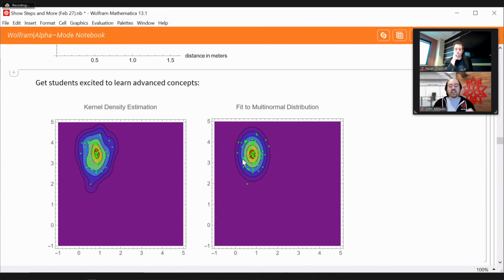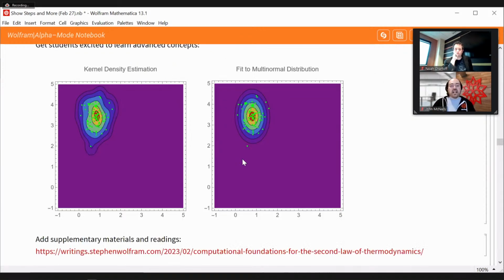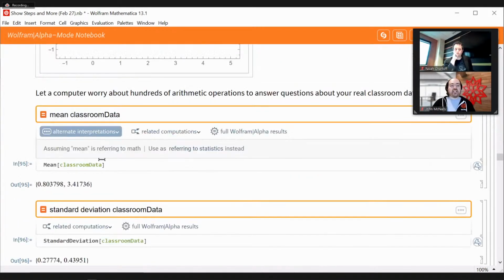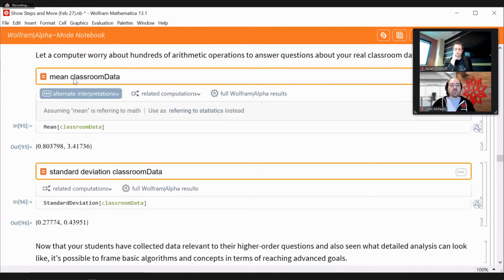So by getting students excited about the things they're building toward, that motivates the examples where, after we've seen some of these things, I want to know the mean and the standard deviation. I wouldn't want to calculate this by hand. I wouldn't want to take 100 sets of XY coordinates and figure out their mean, and 100 sets of XY coordinates to figure out their standard deviation by hand. That wouldn't be fun for the students or anyone, right?